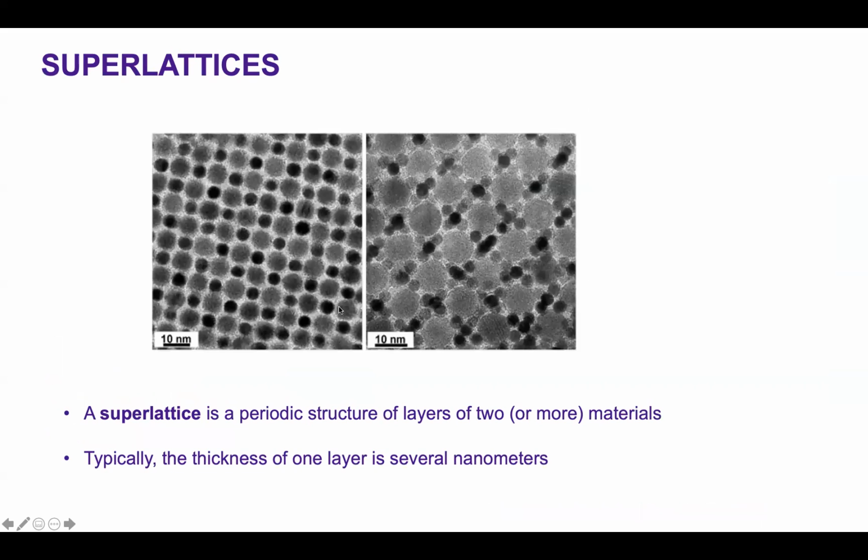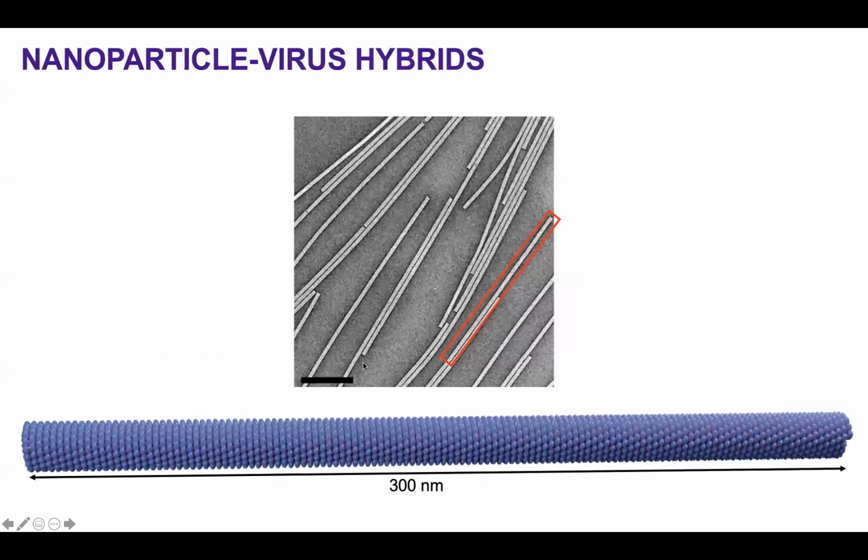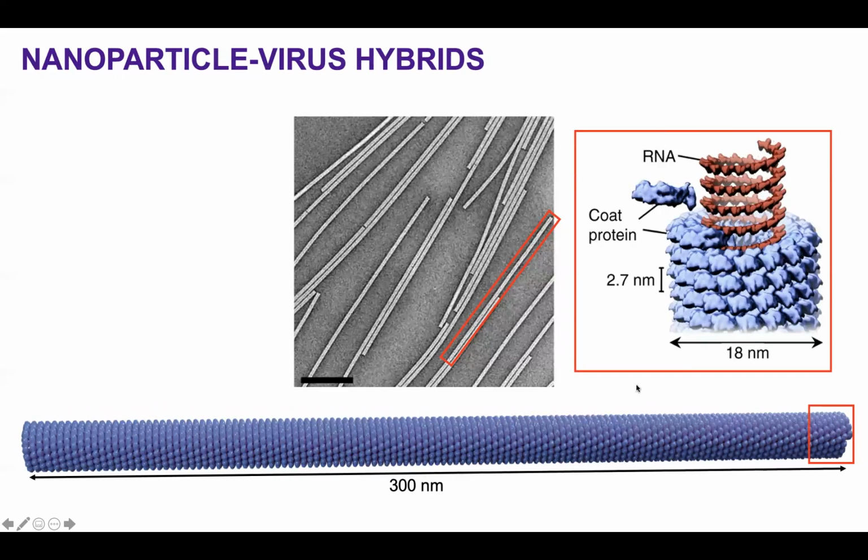The other interesting thing is that if you have a mixture of more than one type of nanoparticle, you can make superlattices. Superlattices are periodic structures of layers of 2 or more materials. Typically, the thickness of one layer is several nanometers. So here is an example. We have a rod-like virus nanoparticle, tobacco mosaic virus, which is 300 nanometers in length and 18 nanometers in diameter. It has a negative surface charge, and it is full of coat proteins.